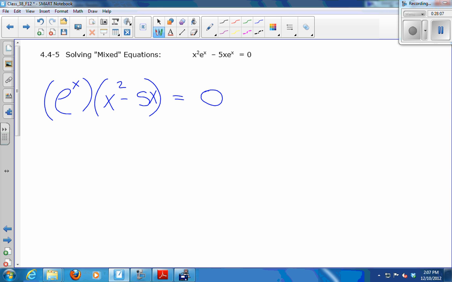So I have a multiplication problem. The answer is 0, which means one of my factors has to be 0. So either e to the x is 0, or x squared minus 5x equals 0. At least one of them has to be 0. Yes, Dylan. It cannot, correct. How do you know that?